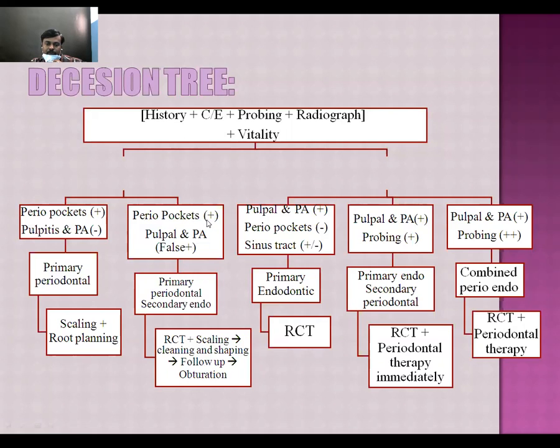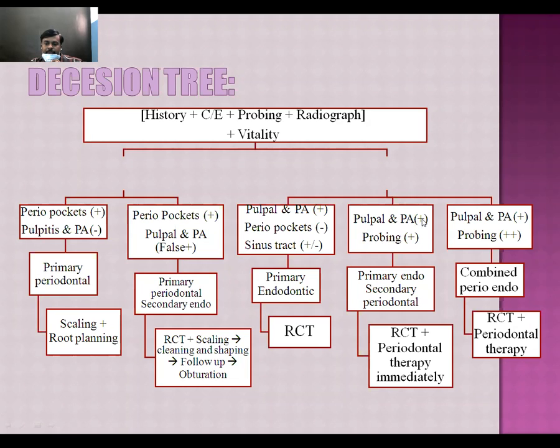If periodontal pockets are present along with pulpal and periapical pathology, that is a case of primary perio and secondary endo. So such cases should be treated first with root canal followed by periodontal treatment. If there is involvement of pulp and periapical pathology without periodontal pockets, a sinus tract may be present with swelling. Such cases should be considered primary endodontic and treated with root canal.